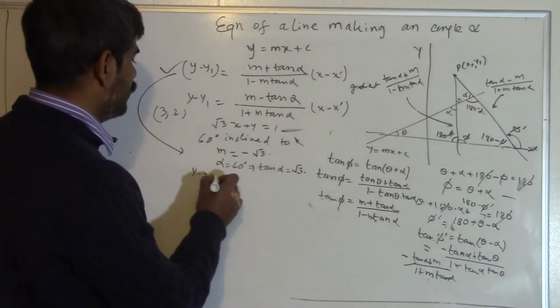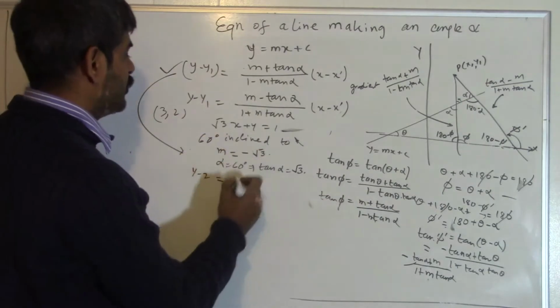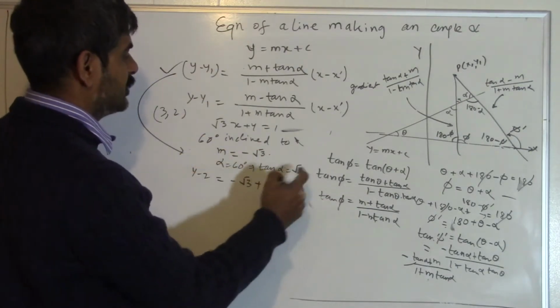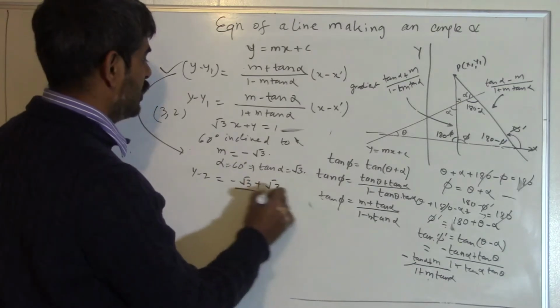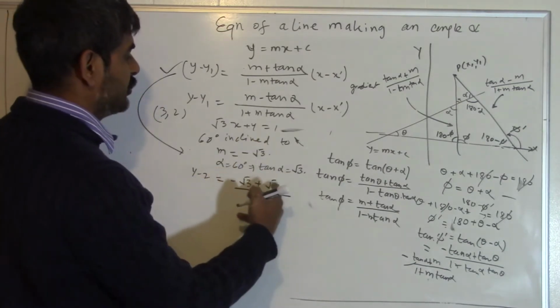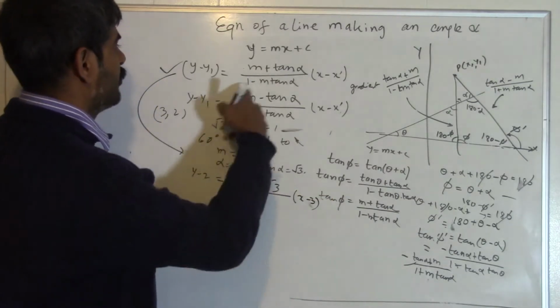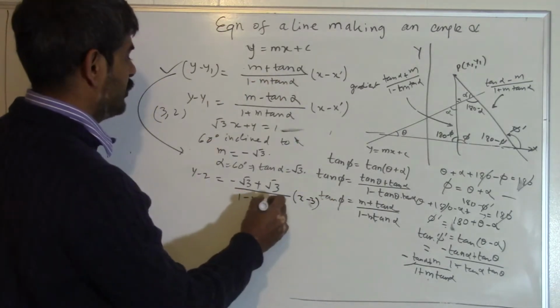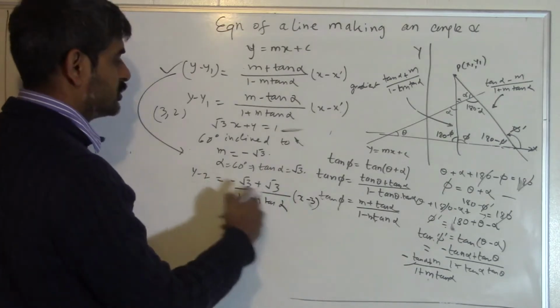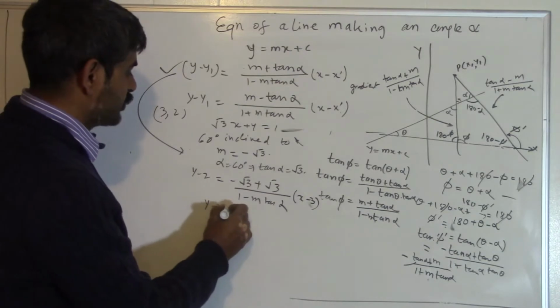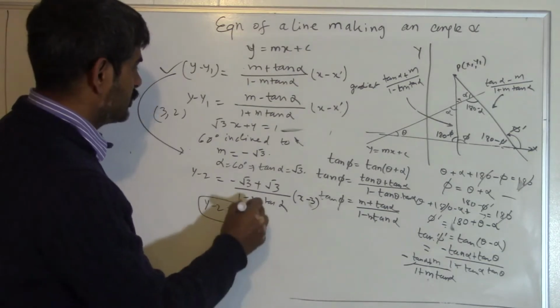Y minus 2 is equal to m is minus root 3 plus tan alpha or tan 60 degrees plus square root of 3 divided by, because minus root 3 plus root 3 is 0, we don't need to write everything on the bottom. We can write 1 minus m tan alpha. So this thing is 0, the whole right hand side becomes 0, y minus 2 is equal to 0. This is the first equation.